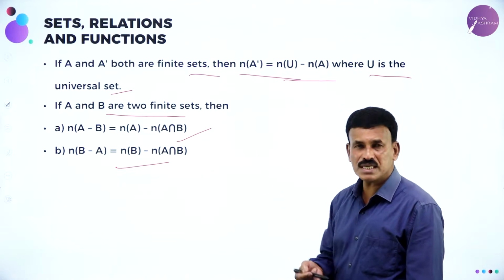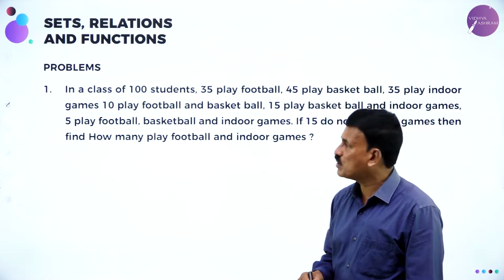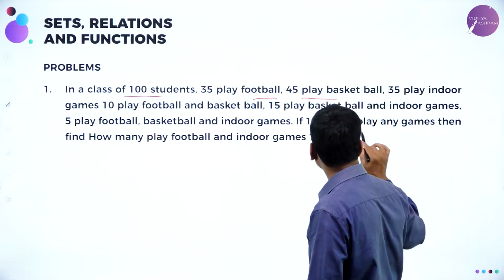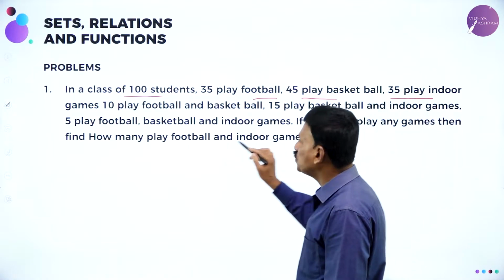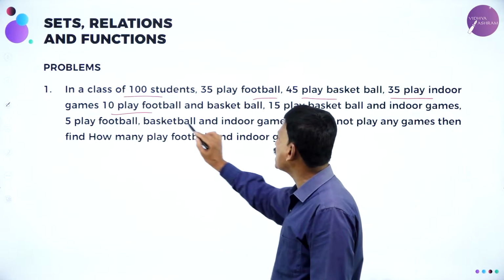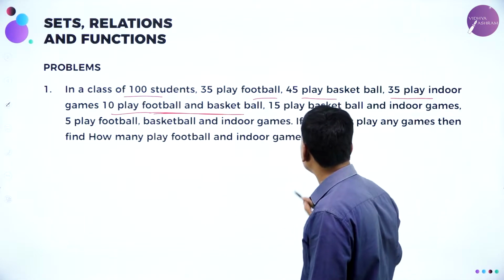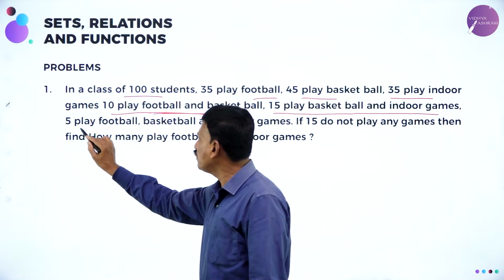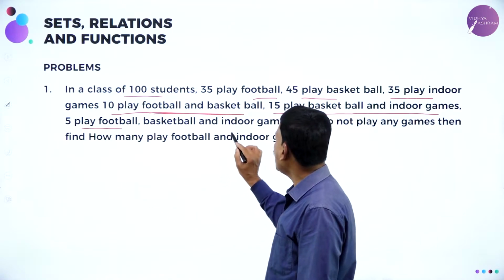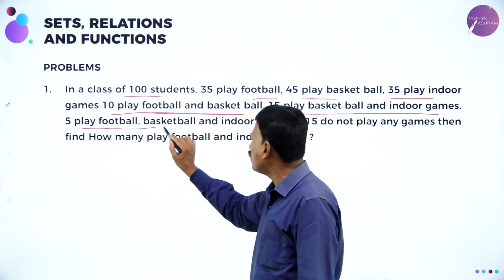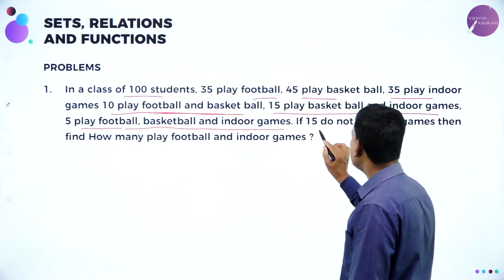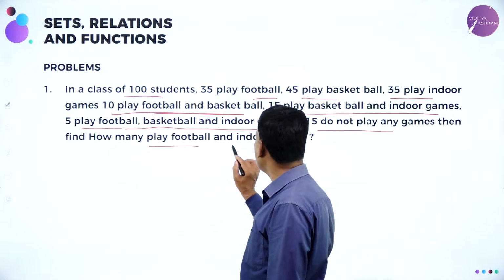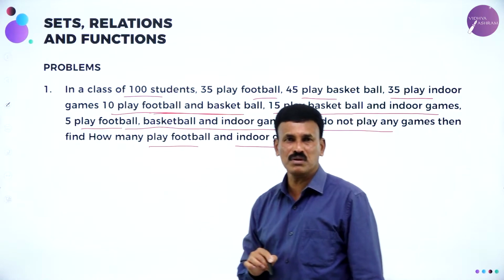Okay, based on this, let us take a few examples. Now let us come to the first problem. In a class of 100 students, 35 play football, 45 play basketball and 35 play indoor games. 10 play both football and basketball, 15 play basketball and indoor games both, and 5 play football, basketball and indoor games. If 15 do not play any game, then find how many play football and indoor games. This is a very important problem.